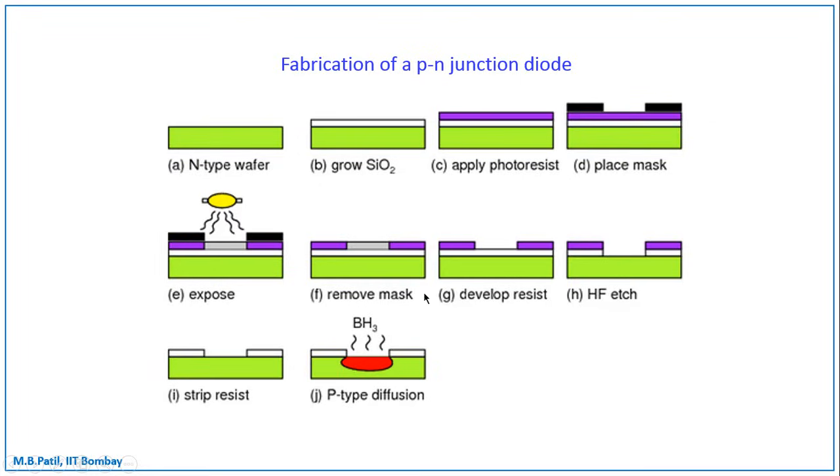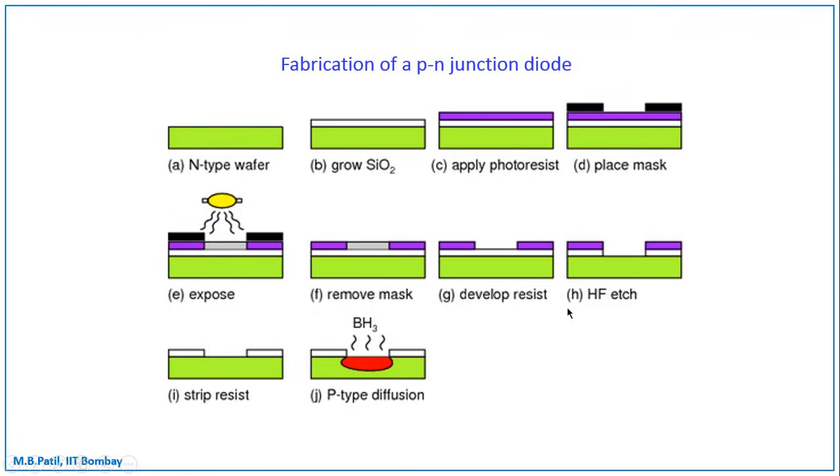Next, the mask is removed and now we have the photoresist. Some part of the photoresist has been exposed to UV light and the rest has not been exposed to UV light. Alright, now we develop the resist. That means we dip that in a chemical. The part that has been exposed to UV light gets dissolved and goes away, leaving behind the unexposed part of the photoresist.